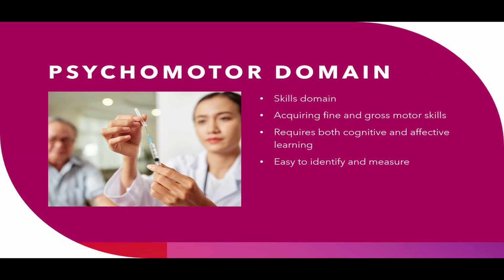The psychomotor domain is called the skills domain and involves acquiring fine and gross motor skills. It requires that students use both cognitive and affective learning. The affective domain is needed to identify the value of what is being learned. The cognitive domain involves understanding the principles, relationships, and processes involved with the skill. This domain is easy to identify and measure because they are observable.